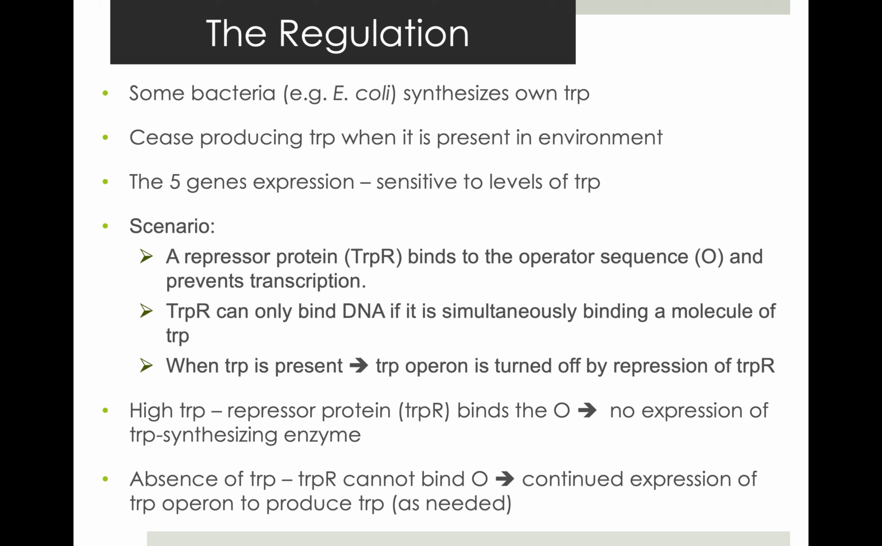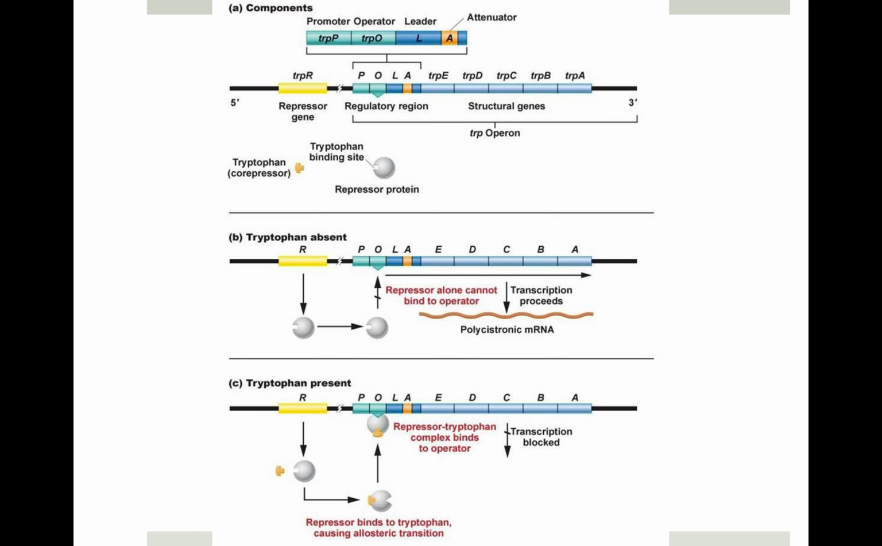In the absence of tryptophan, TrpR cannot bind to the operator, because obviously tryptophan is not there to bind to TrpR. So expression of the Trp operon continues to produce tryptophan as needed, not too much, not too low. These are the components: the promoter, operator, the leader sequence, plus the attenuator over here. We have the repressor gene somewhere upstream, and we have the structural genes toward the 3' side. The repressor protein TrpR has a tryptophan binding site, and tryptophan is a co-repressor.